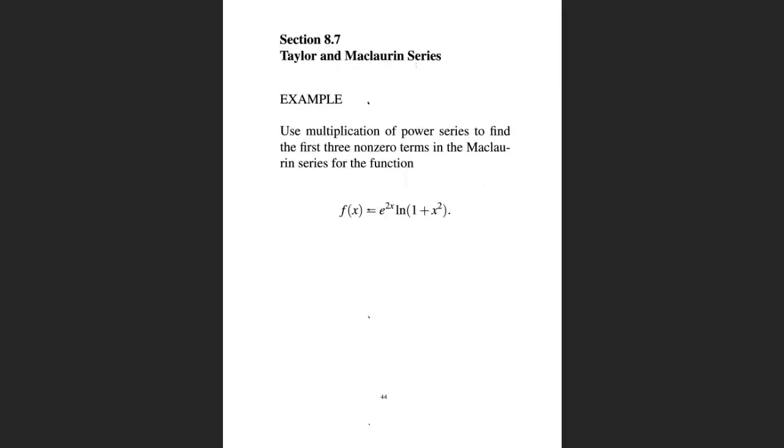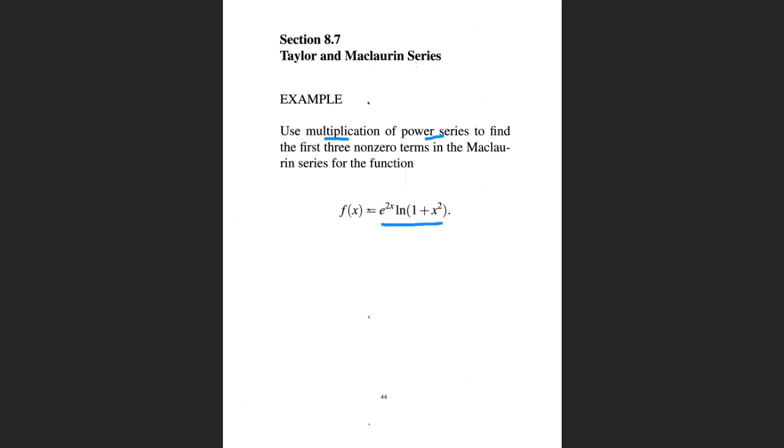Okay, so we are now on section 8.7. We're talking about Taylor and Maclaurin series. And we did a few examples in our last class from section 8.7. We ended on this example where we wanted to use multiplication of power series to find the first three non-zero terms of the Maclaurin series for this function.